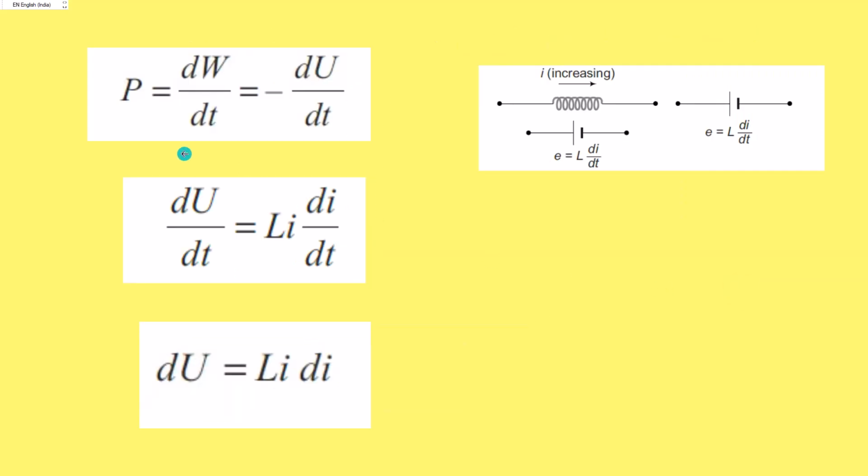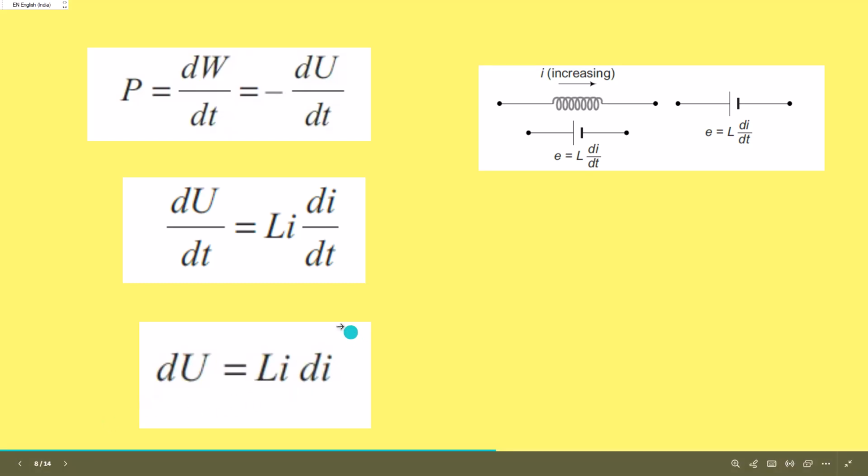Okay, so du/dt equals L i di/dt. The minus sign on both the left-hand side and right-hand side cancels out. So if we omit this dt, we get du equals L i di. This is the change in potential energy. To find the total potential energy u, we will integrate this quantity, right?